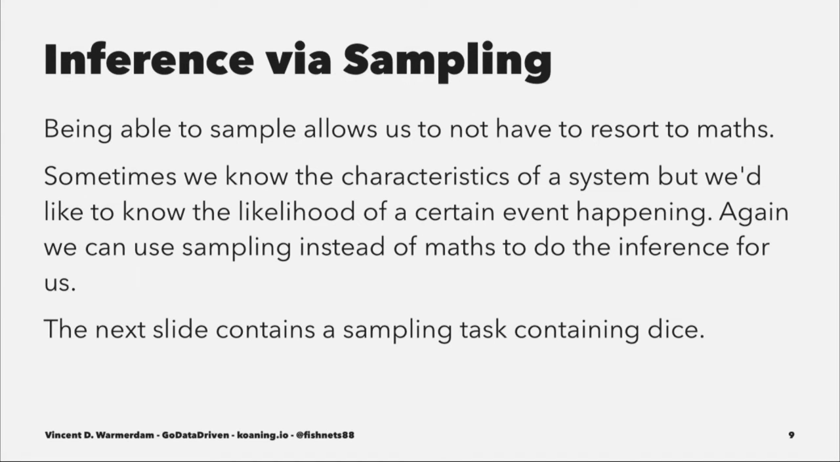And I guess the easiest way to explain, from a modeling perspective, why samples are useful: sometimes we know the characteristics of a system, but we'd like to know the likelihood of a certain event happening. And again, it might be easier to use sampling instead of maths to do the inference for us. The simplest example I could come up with was, suppose you have a lot of dice, you roll the dice, and then there's a probability that a certain number of eyes pop out. And I could calculate that. I mean, there are laws of probability.